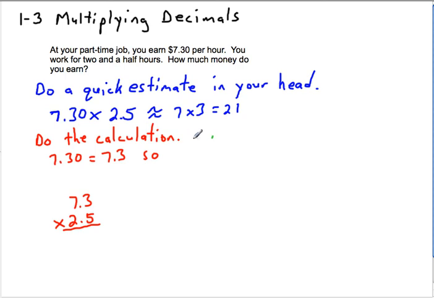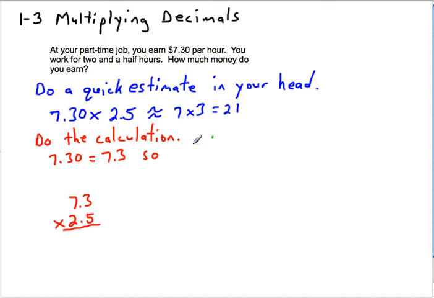In this video, I'm going to talk about multiplying decimals using a problem that can occur in everyday life. Suppose at your part-time job you earn $7.30 per hour and you work for 2.5 hours. How much money do you earn?